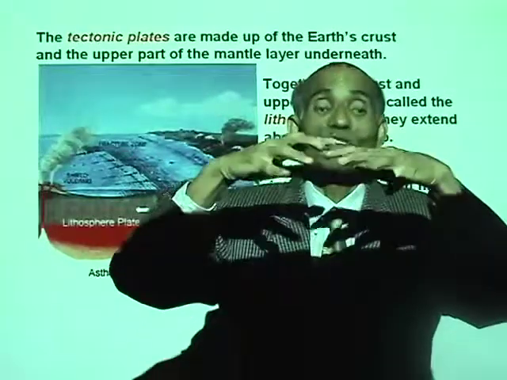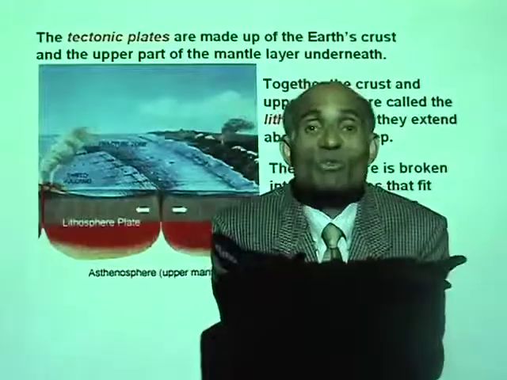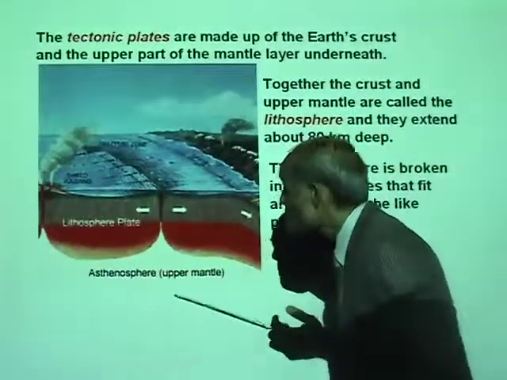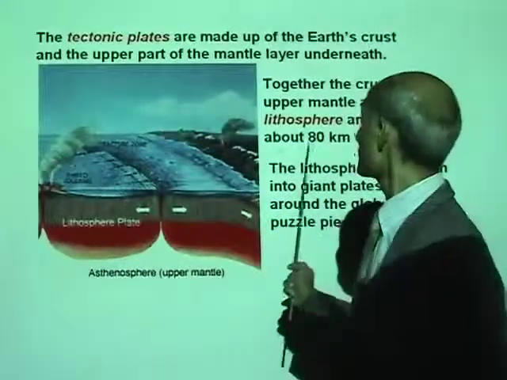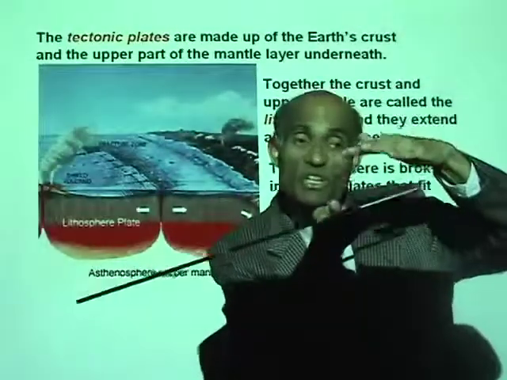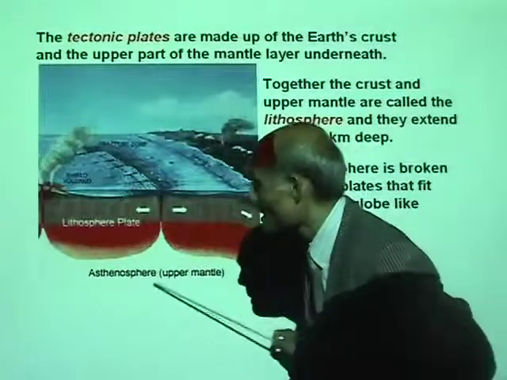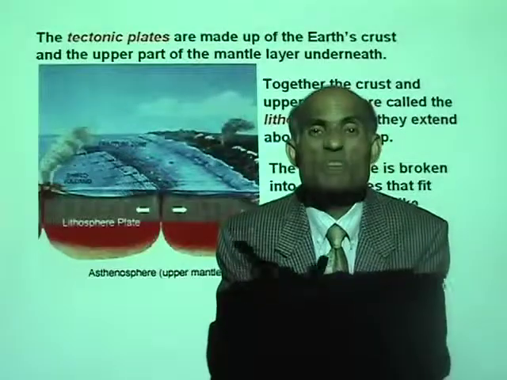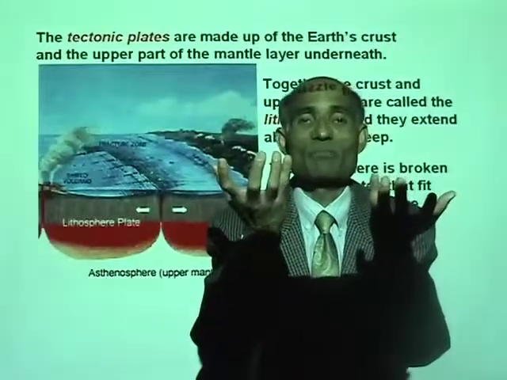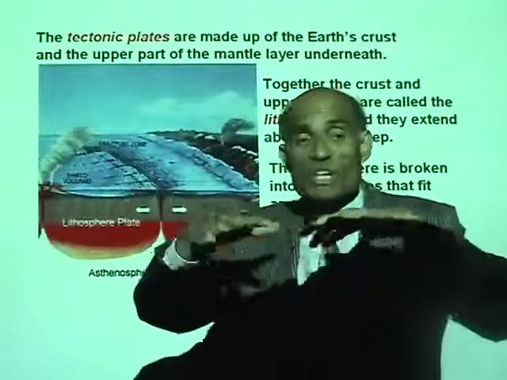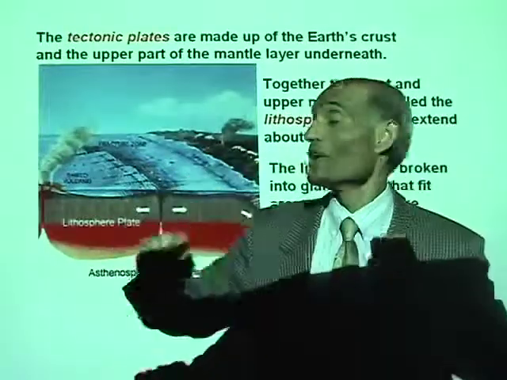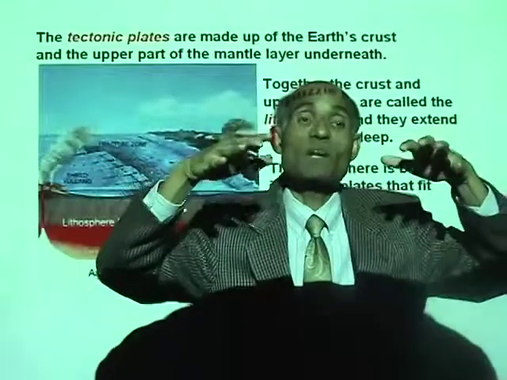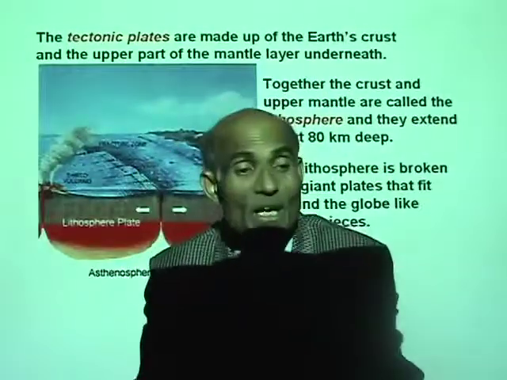Why? Because this tectonic plate is actually resting on top of the mantle. We call that the asthenosphere, the upper mantle. The lithosphere is sitting on the asthenosphere, and because of the convection movement inside the mantle, the upper mantle is transporting the lithosphere on top of it. So these tectonic plates are continuously in motion.